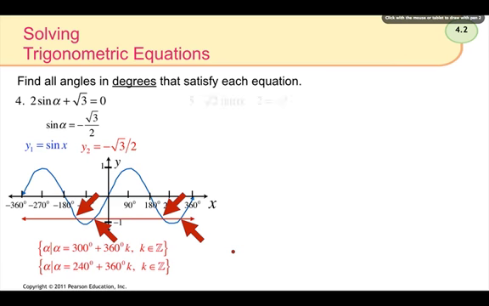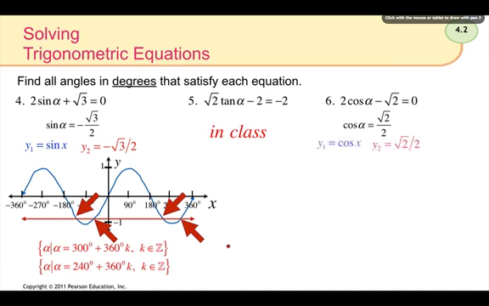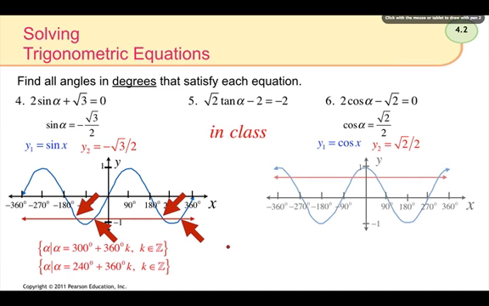Number 5, we're going to do this one in class. Let's look at number 6. Just like number 4, I'm going to isolate cosine of alpha, and this is what I get. From here, same process, I'm going to graph this. Y sub 1 is cosine of x, y sub 2 is going to be radical 2 over 2. Once I have these two functions, the cosine wave and the horizontal line, I notice that this is where they intersect.